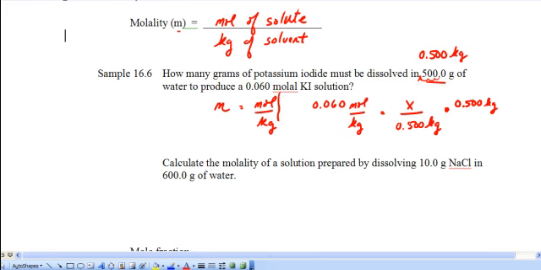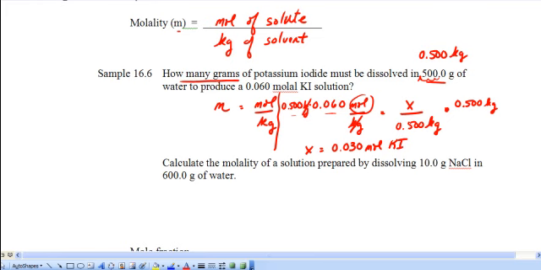Notice that the kilograms are going to divide out top and bottom. We're left with moles, which we're looking for. And x is going to equal 0.5 times 0.060, which will be 0.030 moles of KI, the potassium iodide. Now the question doesn't ask for moles, it asks for the mass in grams.